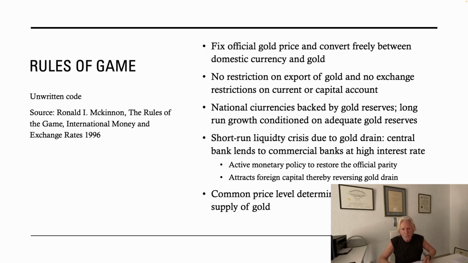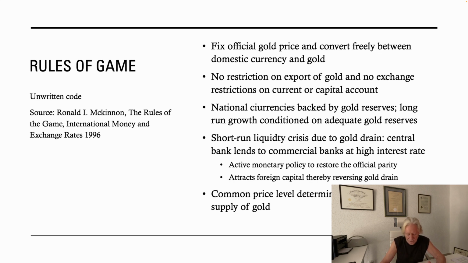Okay, so what are the rules of the game? These are unwritten, and I'm getting this from Ronald McKinnon, a scholar in the area. First, countries have to fix the official gold price and agree to convert the domestic currency into gold on demand. There are no restrictions on the export of gold, and no exchange restrictions on the current or capital account. The national currencies have to be backed by gold reserves. In addition, to have long-run growth, we have to have adequate gold reserves to support this growth and to support the quantity of money in the system.